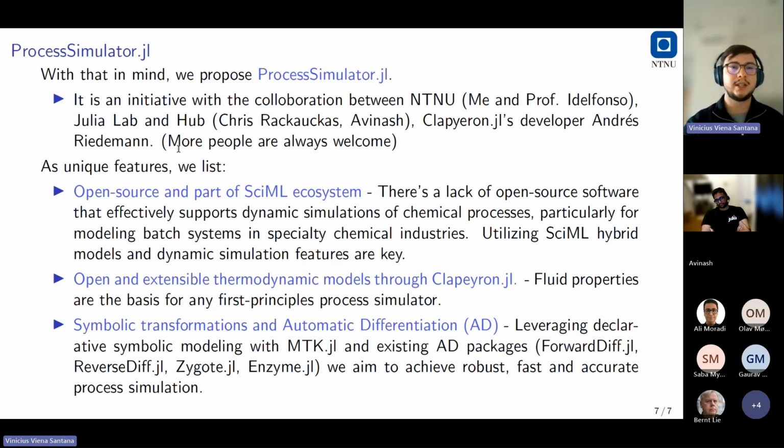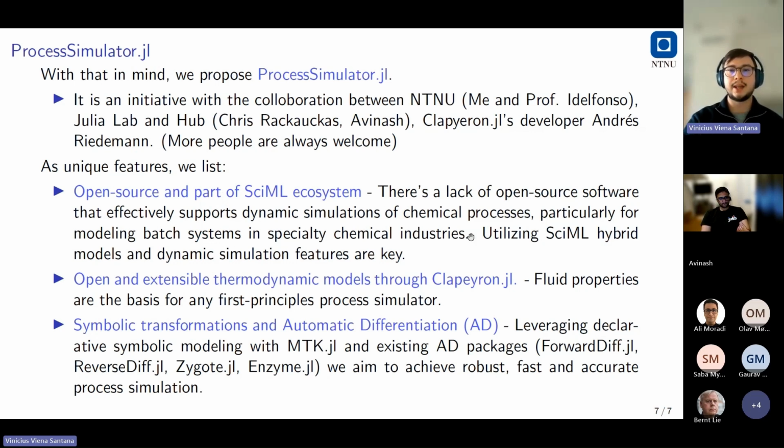One of the reasons we are talking about this is also to try to spark the interest of people to collaborate as well. As unique features of the library, we can list the goals we have for it: to make it open source, of course, and part of the SciML ecosystem. Because as I have shown from the history, there's a lack of open source software that effectively supports dynamic simulations of chemical processes, particularly for batch systems where specialty chemicals need to execute simulations.